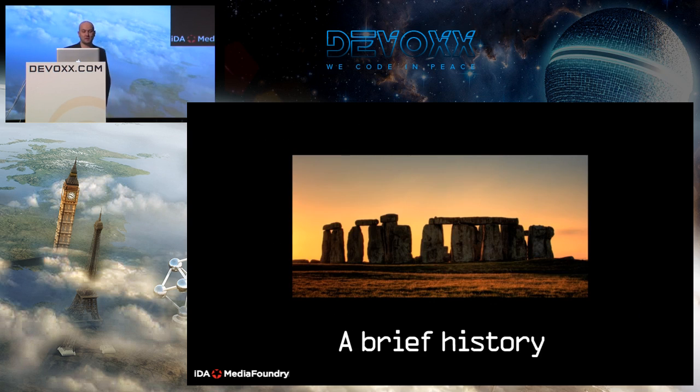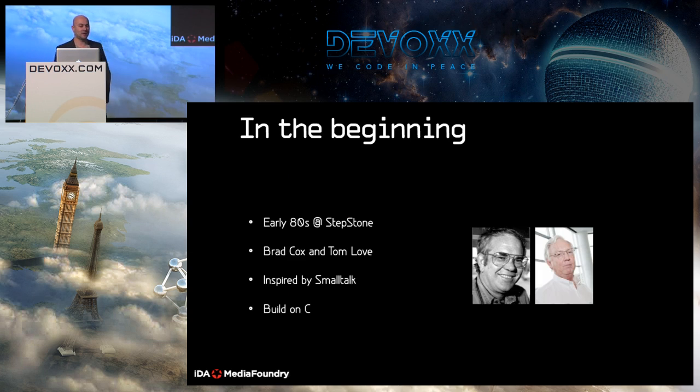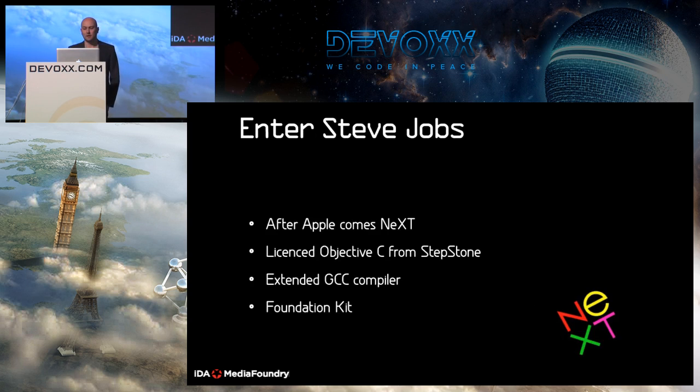So a brief history. In the beginning, there were Brad Cox and Tom Love in the early 80s, who looked at Smalltalk. They liked it a lot, but they missed a bit of the power of C. So they built something over C and called it Objective-C. It was a small superset of C, but it made it object-oriented.